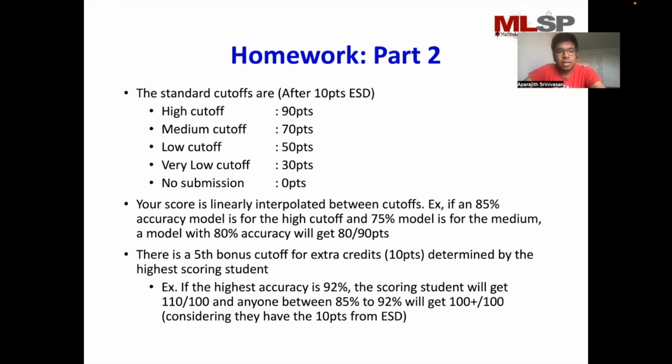There's also a fifth bonus cutoff for extra credit, which will be 10 points or 5 points, and it is determined by the highest scoring student. So, for example, if the Kaggle topper has an accuracy of 92%, this student will get 110 out of 100, and anyone getting between 85%, which is the high cutoff, and 92% will get marks ranging from 100 to 110, considering that they have completed the mandatory early submission to get the 10 points.